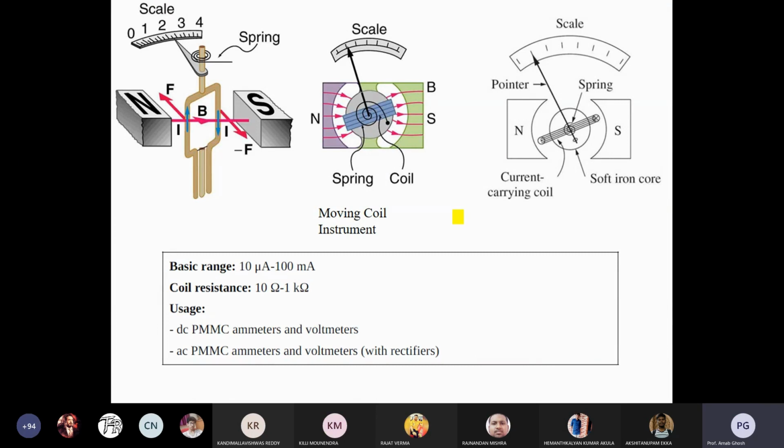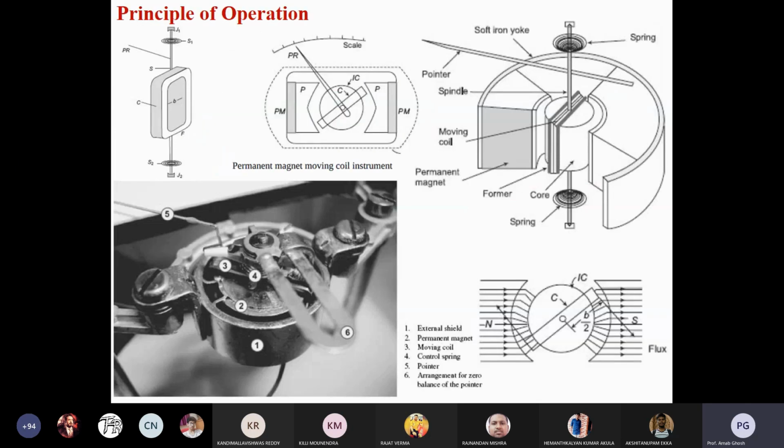Here we can see the different structures, the internal structures of the PMMC instruments. From that figure, some 3D and 2D diagrams are given. Based on those we can understand the basic structure of permanent magnet moving coil instruments. In my last class I discussed the basic principle of operation. Today I am discussing it elaborately.